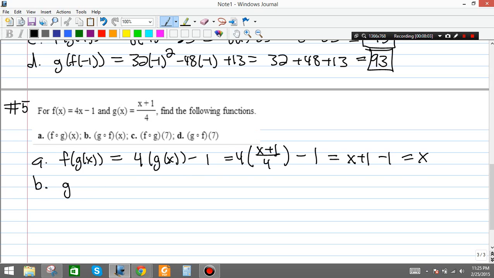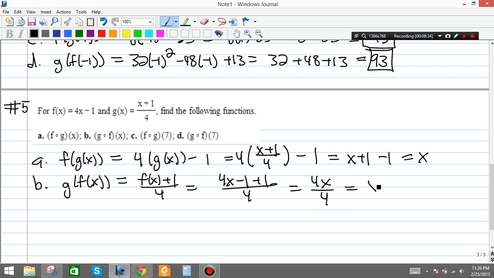B, g of f of x is equal to, well, g is x plus 1 over 4. That does that to any x, and so g should take f, add 1, and then divide by 4. And then we see very clearly that f of x is 4x minus 1. So that's 4x minus 1 plus 1, all over 4. The minus 1 and the 1 cancel. 4x over 4, which is equal to x.